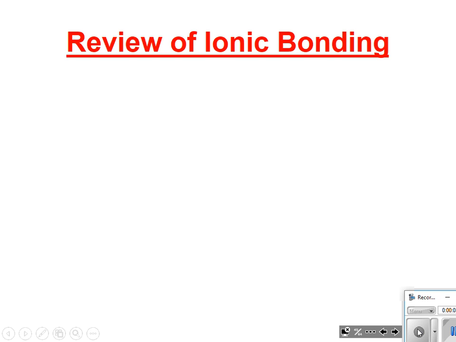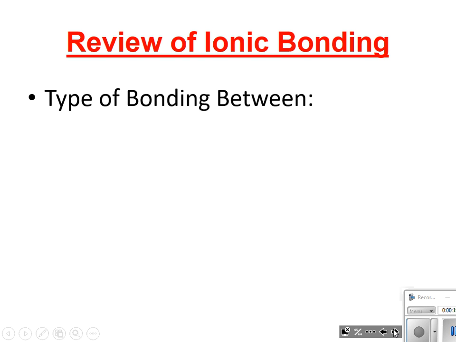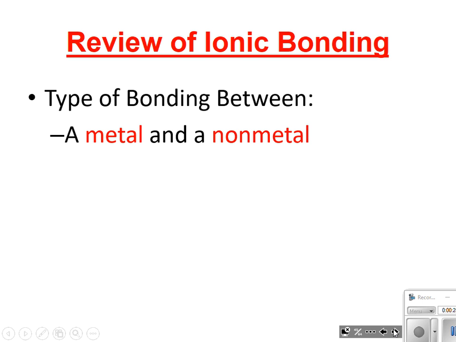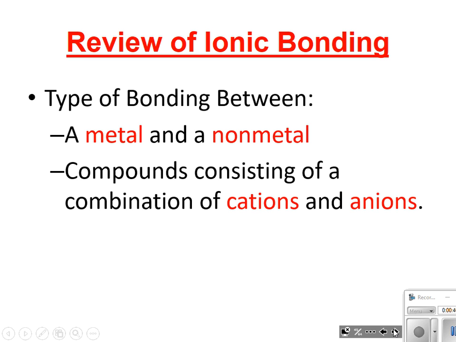We're going to start today's discussion with a little bit of review over bonding. So, once again, ionic bonding. Ionic bonding is a type of bond between what type of elements? A metal and a nonmetal that form what? Metals and nonmetals form cations and anions by gaining and losing electrons.